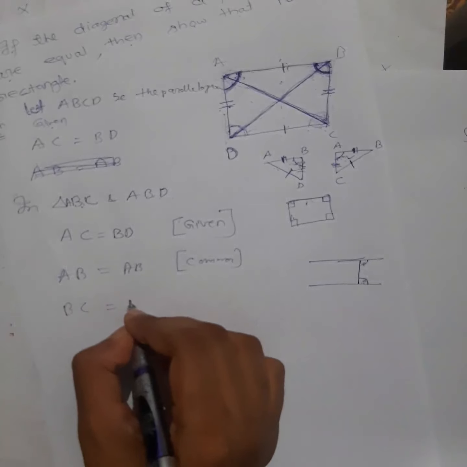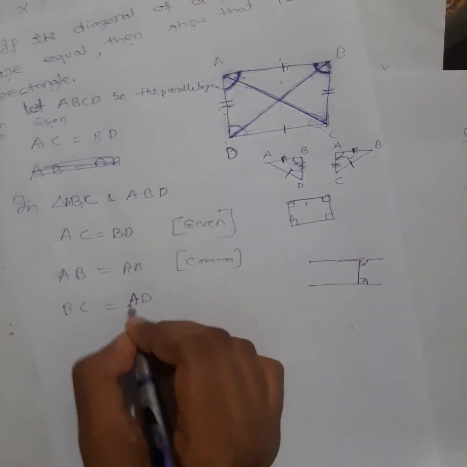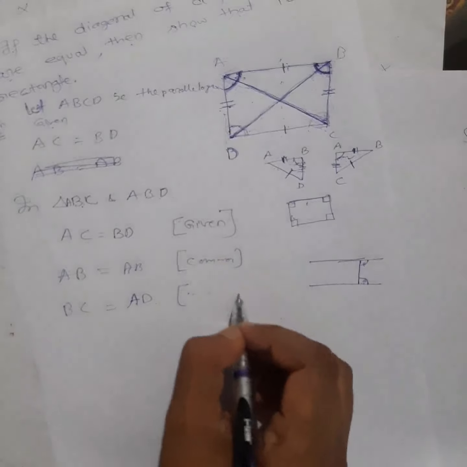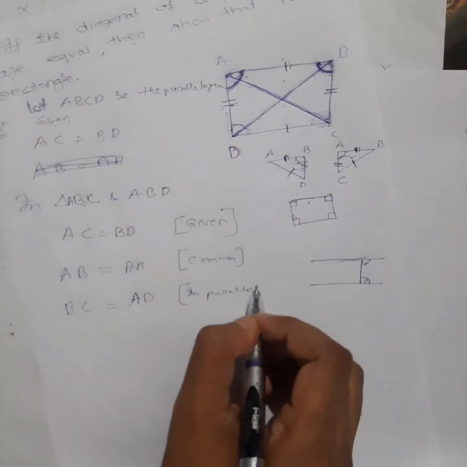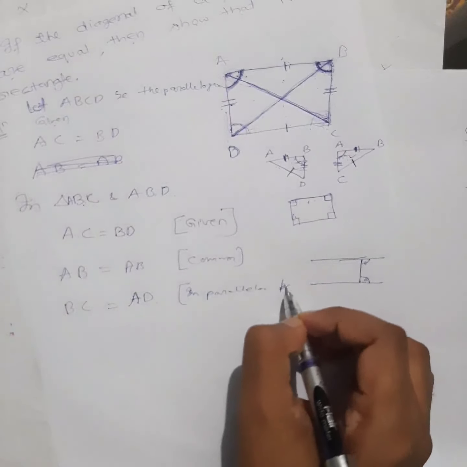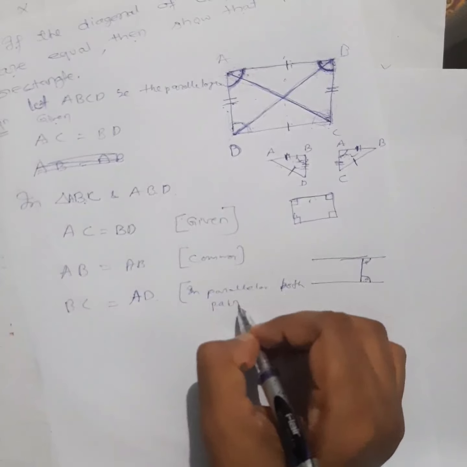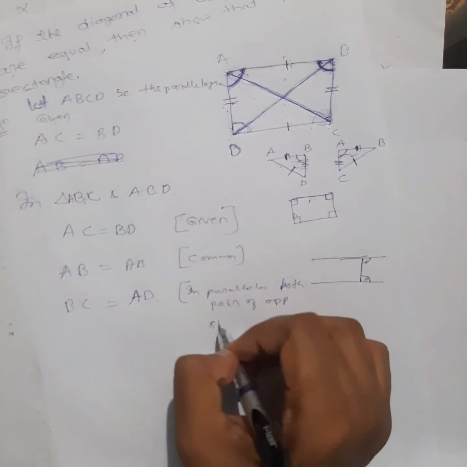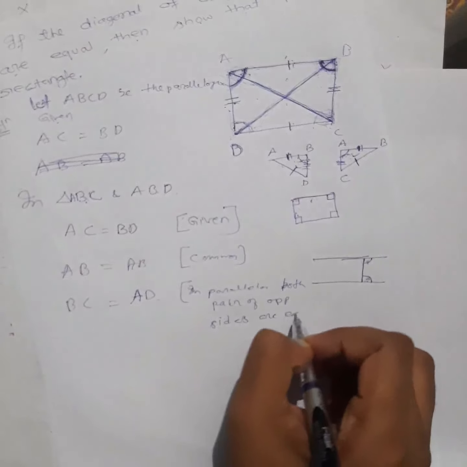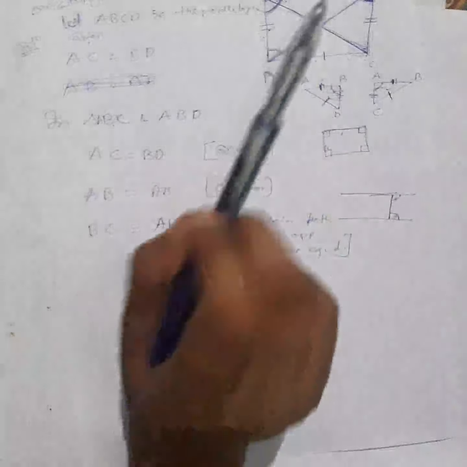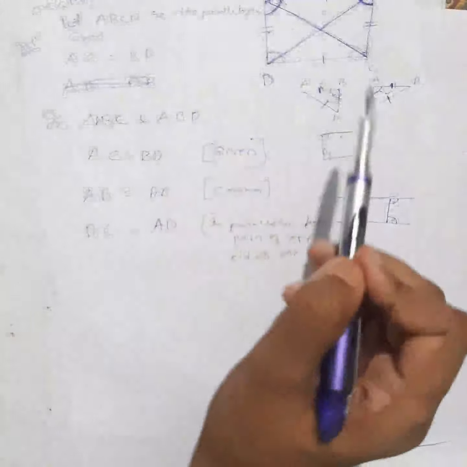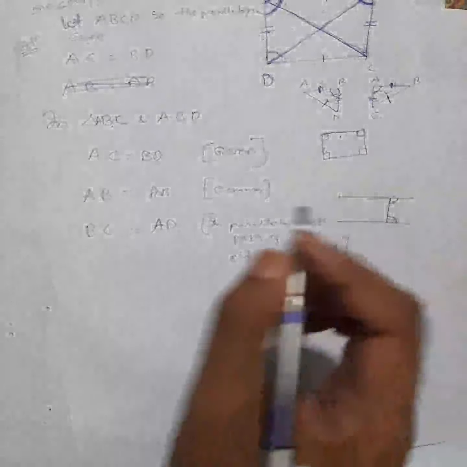Okay, next one more you have to show. BC is equal to AD. Okay, you have to write down here the reason. What was the reason? In a parallelogram, both pairs of opposite sides are equal. Okay, if you still don't believe this, you can see that theorem. I have discussed the proof also. How I have proved that? Remember that congruent condition only I have used there. Okay, so you can see that one.